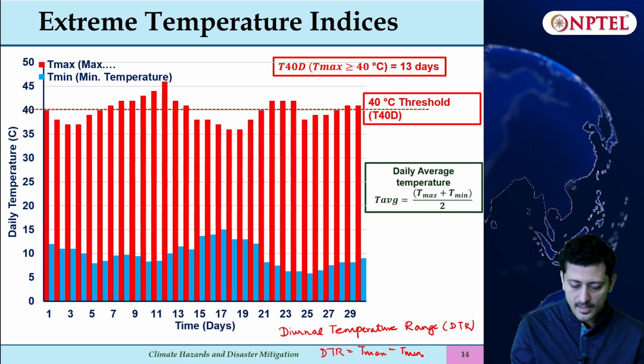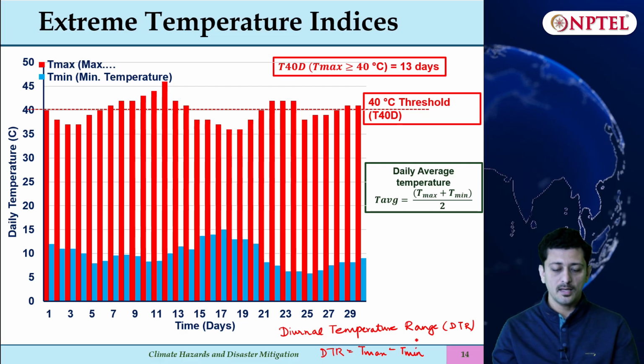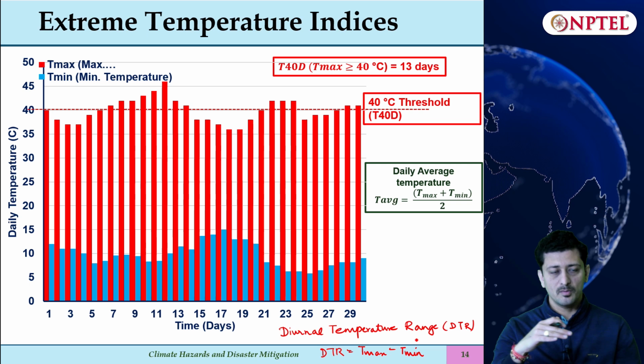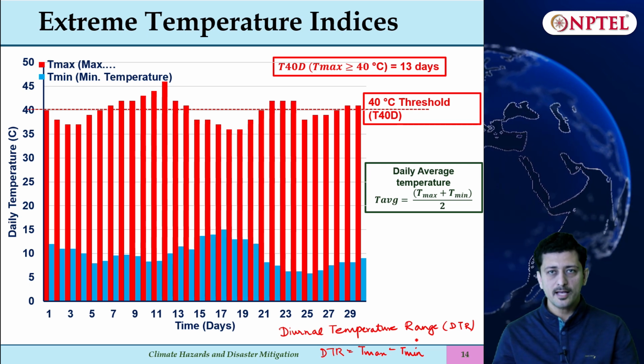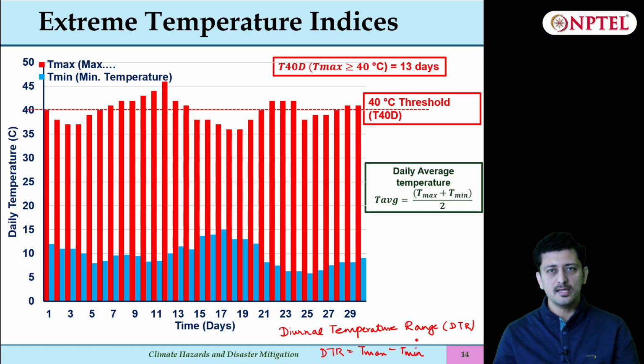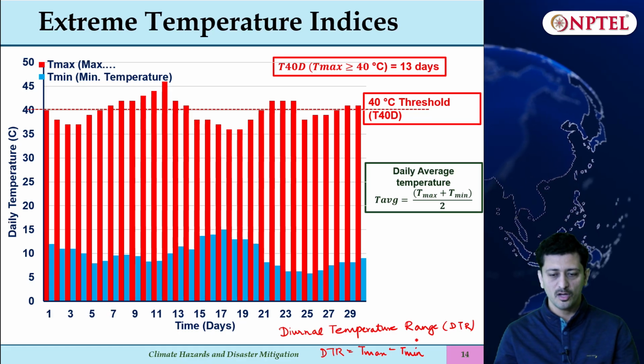It will give you an idea about the fluctuations happening in a particular day, that is, what is the maximum and minimum range. Now if I want to quantify heat waves as per IMD criteria, if you are in a plain region, 40 degrees is the absolute threshold for heat waves.